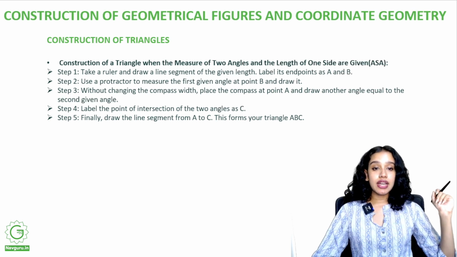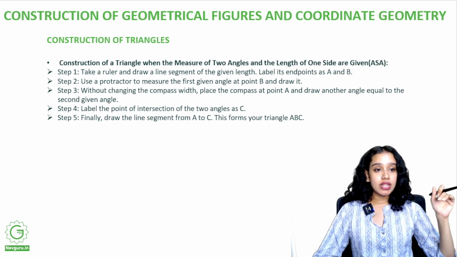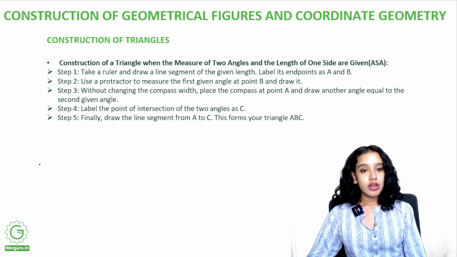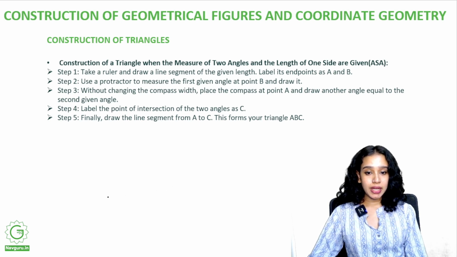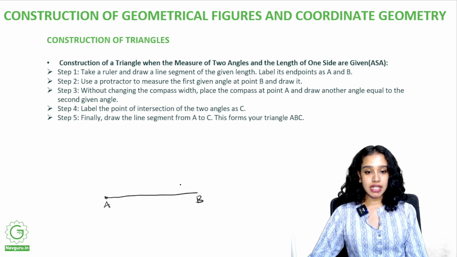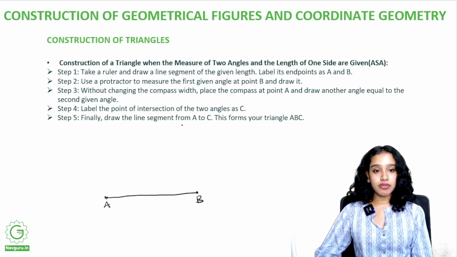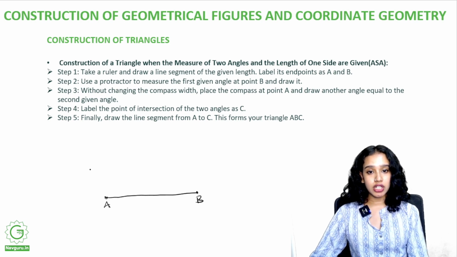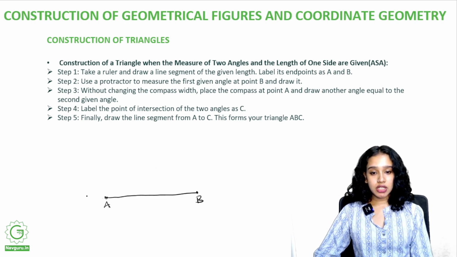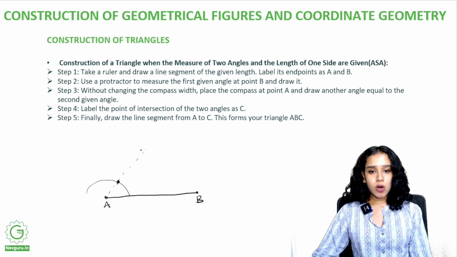Now, construction of a triangle when the measure of two angles and the length of one side is given. So, one side is given, we'll take that side as the base. We'll take the side as AB. AB will be the side. Now, use a protractor to measure the first angle at a point and draw it. Now, we'll take a protractor, place it here, we'll measure the angle, let's say 30, we'll draw an arc according to here. So, we'll put a point here, right? Now, we'll take a compass and mark here, right?